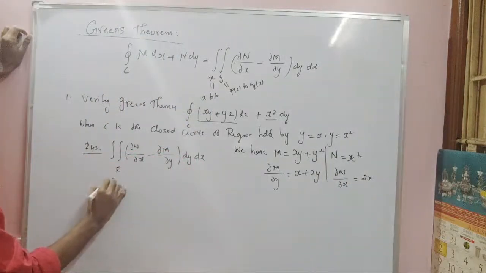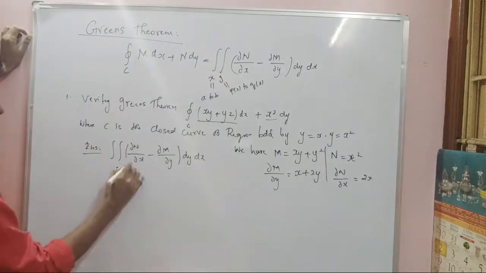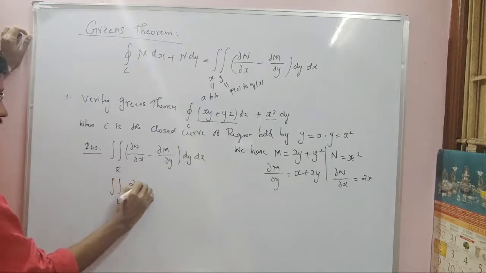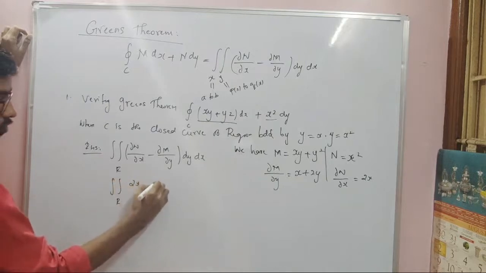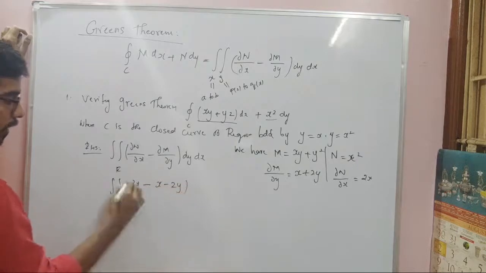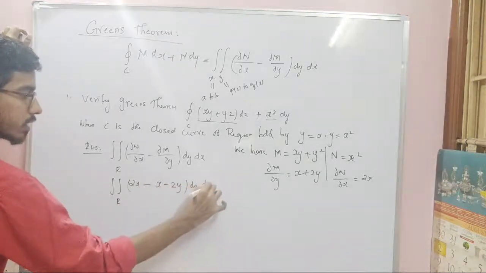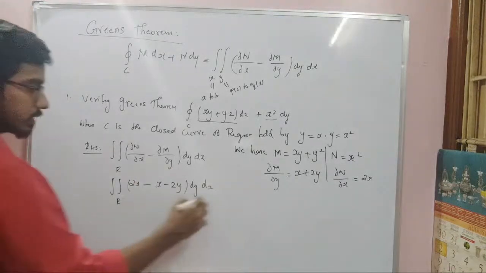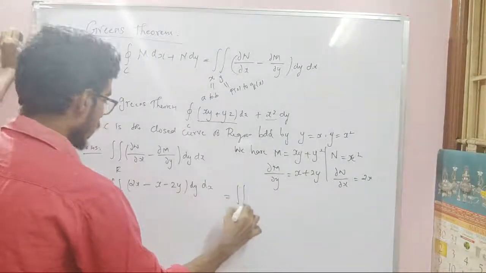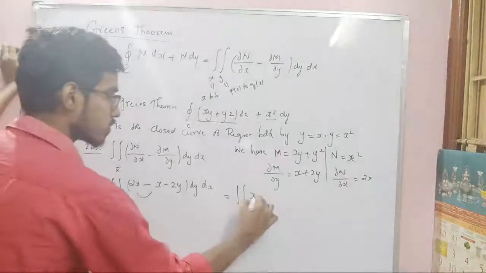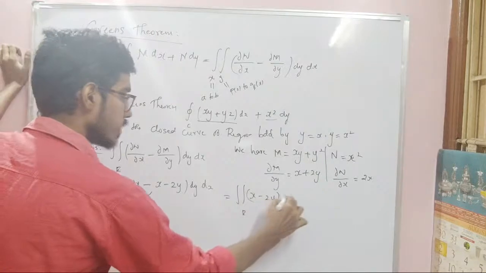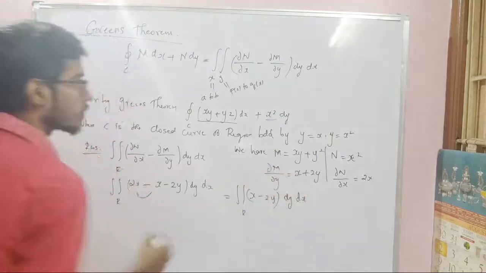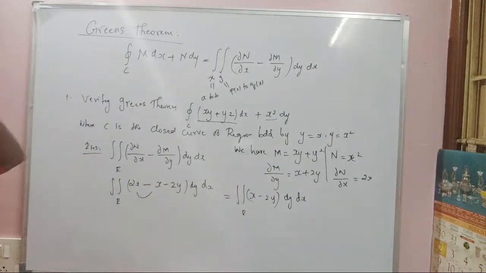So this becomes the double integral over R of dou n by dou x, which is 2x, minus dou m by dou y, which is x plus 2y, dy dx. Now this is nothing but the double integral over R. So 2x minus x is x, so x minus 2y, dy dx. Now we need to find the limits.